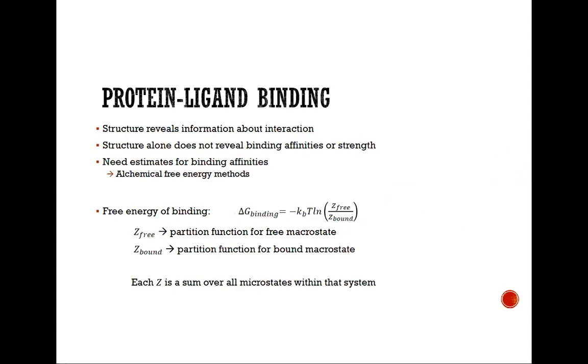So crystallographic methods can give you information about the structure, but the structure alone does not provide the information that you need about binding affinities or binding strengths. So you need to use various methods for determining binding affinities. And alchemical free energy methods is one of those, which this paper gets into. So the free energy of binding is shown by that equation, where the partition function for the free macrostate and the partition function for the bound macrostate are included in there. And that's just the same partition function that we know and love from this class. Next slide.